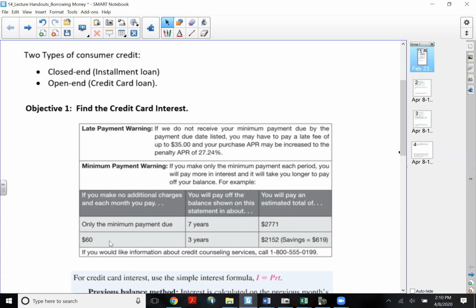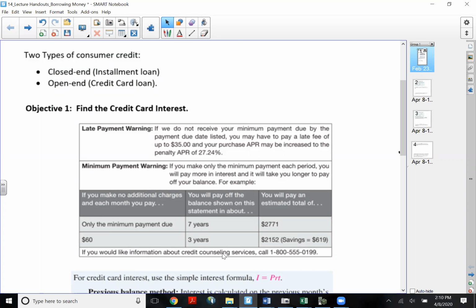If you pay a little bit extra, like $6 extra on top of your minimum payment, you actually pay off in 3 years, and you save about $619. So this portion is actually now mandated by the federal government. It used to not say quite like this.